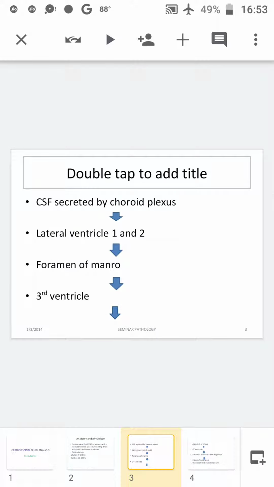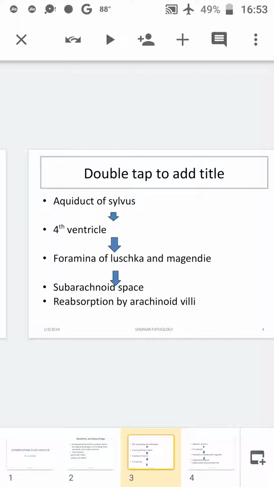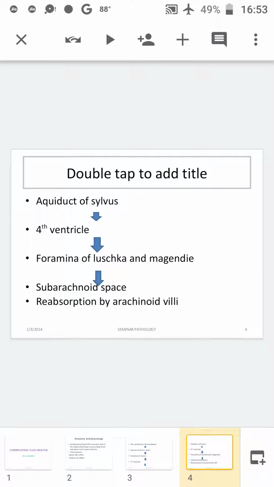CSF is secreted by the choroid plexus, and from the choroid plexus it moves into lateral ventricles 1 and 2 through the foramen of Monro, the third ventricle, the aqueduct of Sylvius, reaches the fourth ventricle, the foramen of Luschka, and then reaches the subarachnoid space. The CSF is reabsorbed by the arachnoid villi.